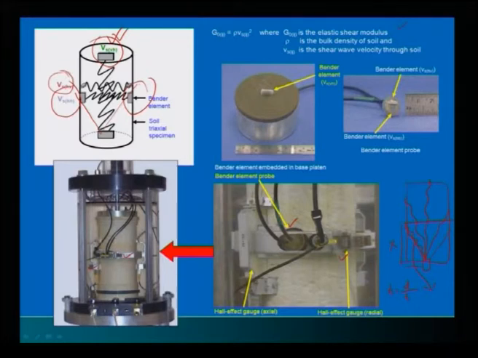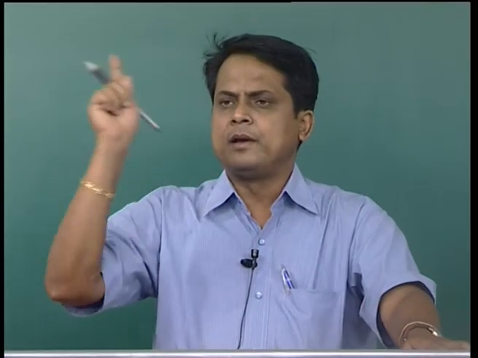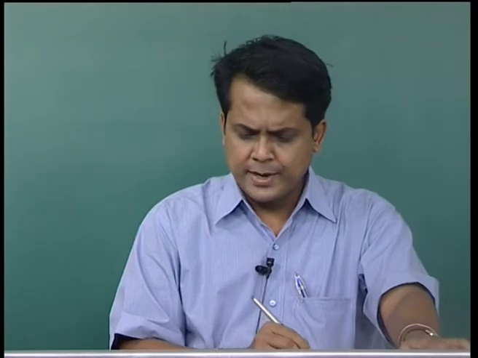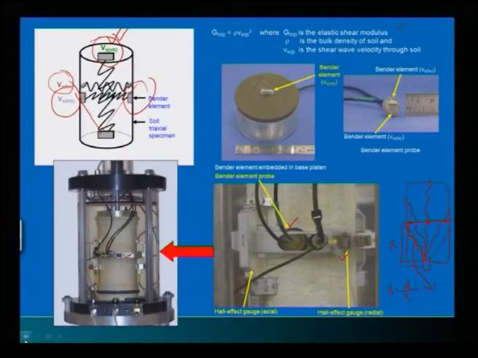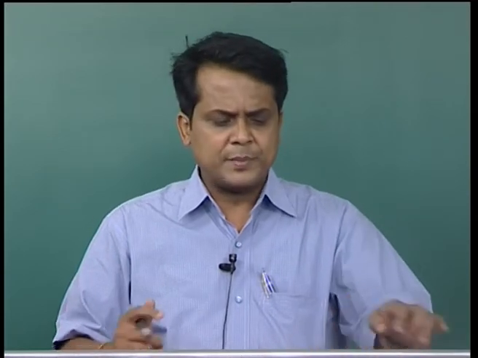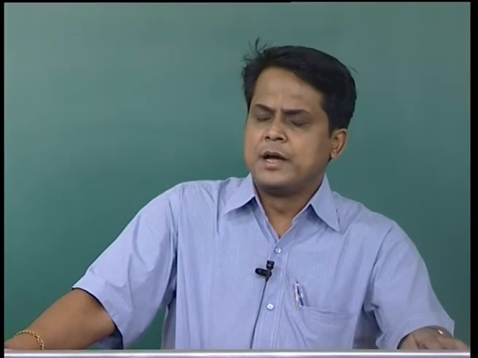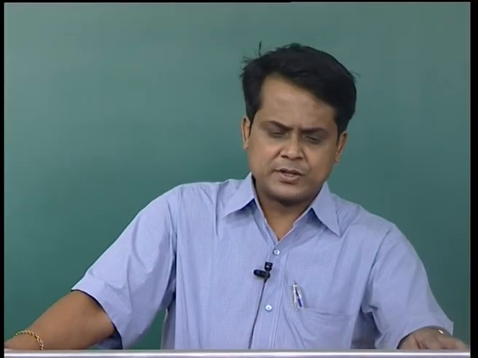So I can place one bender element here, and opposite also, I can place many, one here, one here, one here, around the periphery. This is just to show how the bender element has been placed, and how you can measure the travel time and the shear wave velocity here, here, and here, based on the arrival time and the distance travelled.